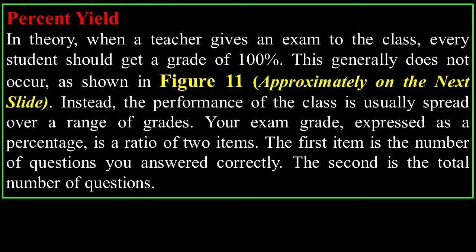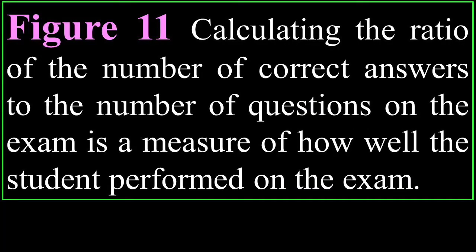Percent yield. In theory, when a teacher gives an exam to the class, every student should get a grade of 100%. This generally does not occur, as shown in figure 11, approximately on the next slide. Instead, the performance of the class is usually spread over a range of grades. Your exam grade, expressed as a percentage, is a ratio of two items. The first item is the number of questions you answered correctly. The second is the total number of questions. Figure 11, calculating the ratio of the number of correct answers to the number of questions on the exam, is a measure of how well the student performed on the exam.